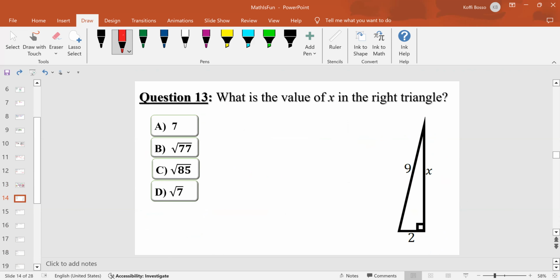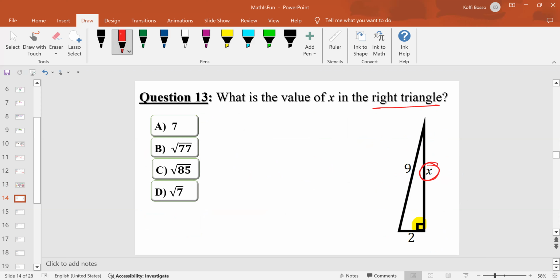We have here a triangle and it's a right triangle. Why do I know it's a right triangle? Because there's a little square on that angle. So they say, what is the value of x in the right triangle? Look, we want to know the value of this x.